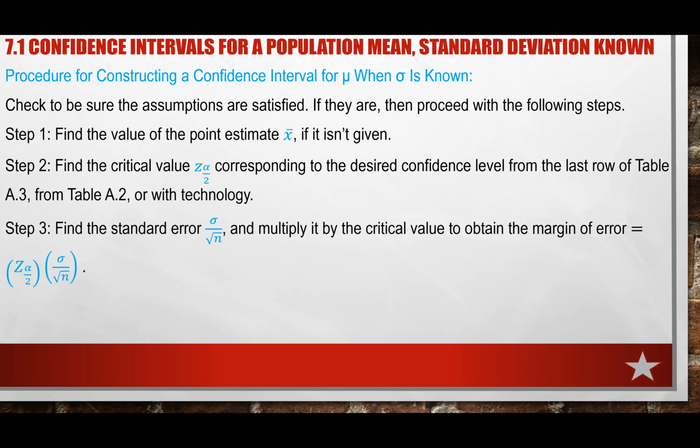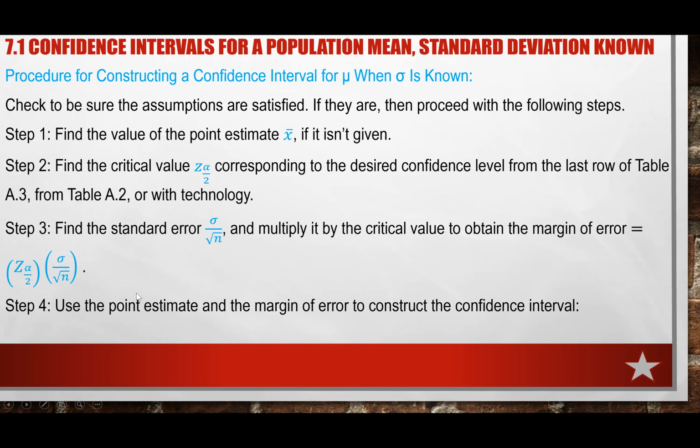The third step is we need to find a margin of error. But to find a margin of error, we need to find the standard error, which, reminder, is the population standard deviation divided by the square root of n. To find the margin of error, you take the critical value, the z alpha over 2 critical value, times the standard error. After those 3 steps, here comes step 4, where we construct the confidence interval.